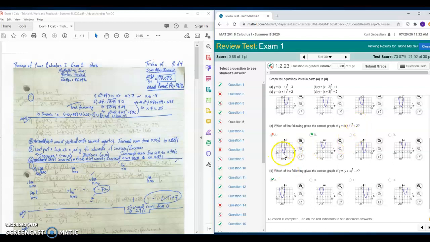But the vertical shift, for some reason, you went down 2. This is plus 2. That means you want to come up 2 units. So I gave you half credit for getting the horizontal shift right, but not the vertical shift on that. So your score went from 0.75 to 0.88.